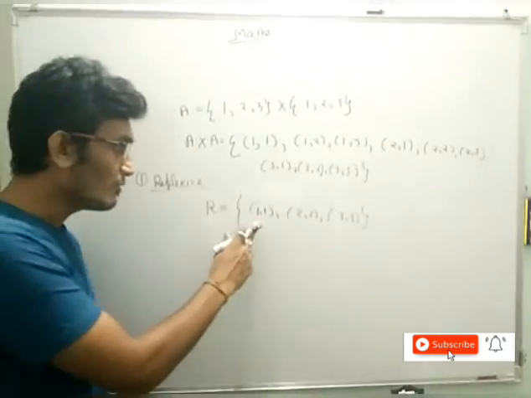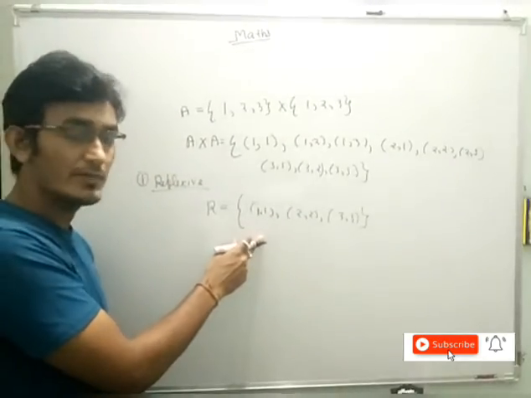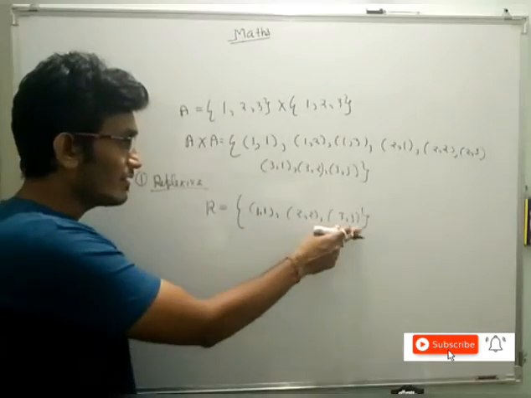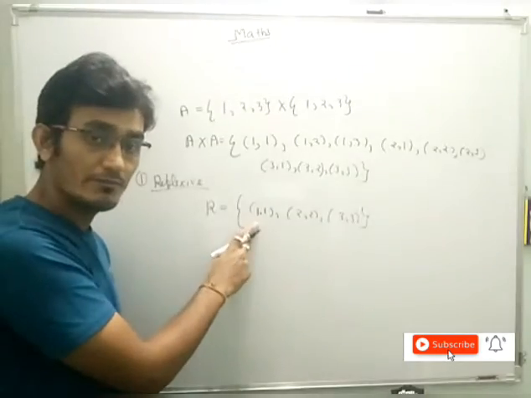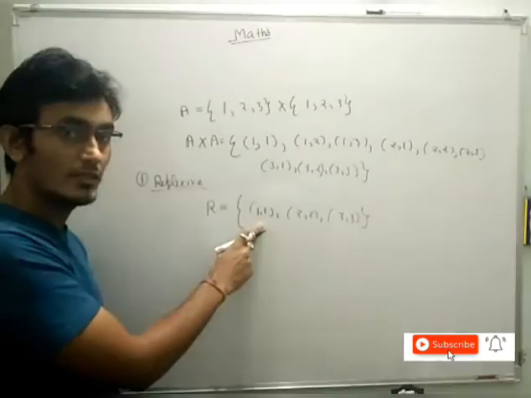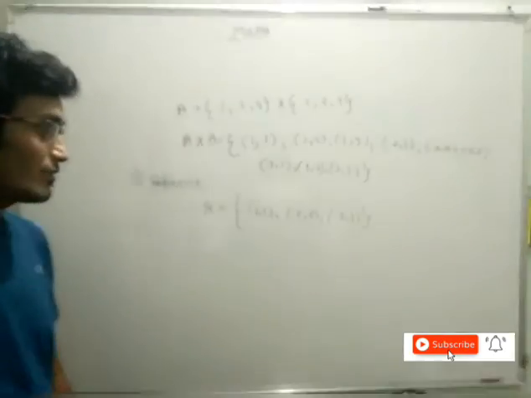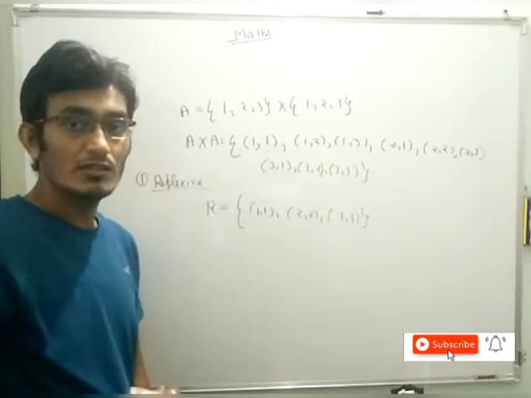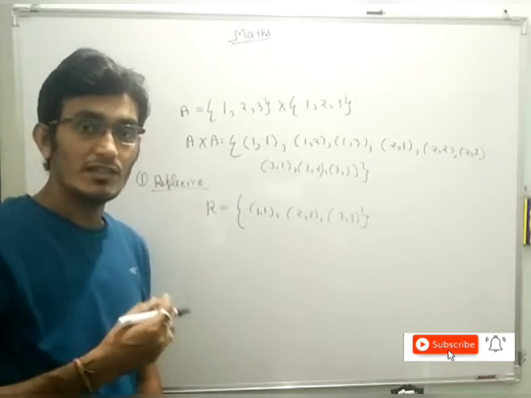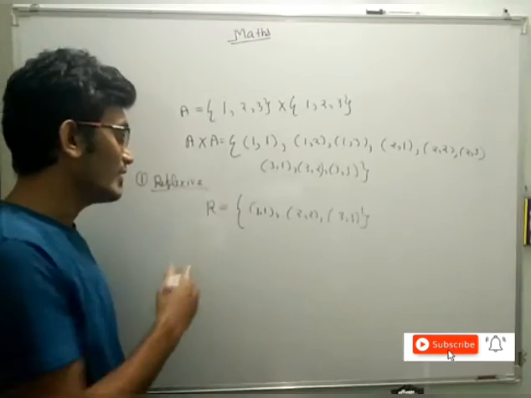Now, while observing the elements, we see that all the elements appear in doublet form: (1, 1), (2, 2), (3, 3). So when in a relation all the ordered pairs appear in doublet form, we can say that it is reflexive.